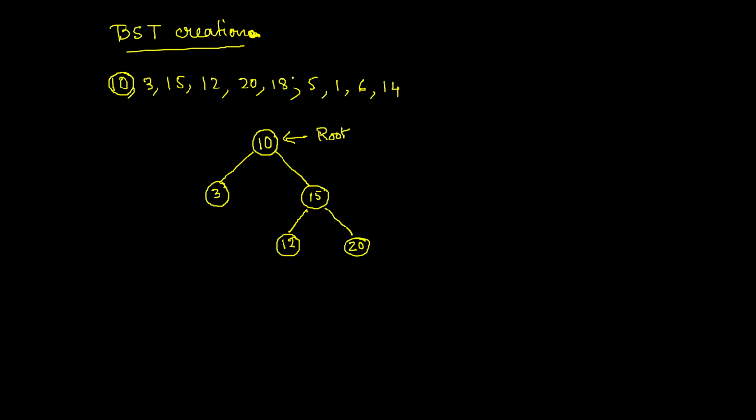Then for 18, you see 18 is greater than 10, right side. 18 is greater than 15. Again, there is a right subtree of 15, so you cannot connect 18 over here. Come here, 18 with 20. 18 is lesser than 20. So that means 18 should be somewhere over here.